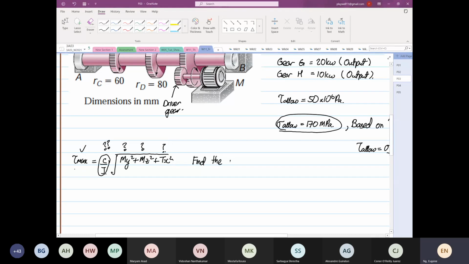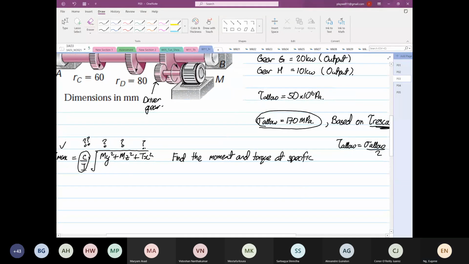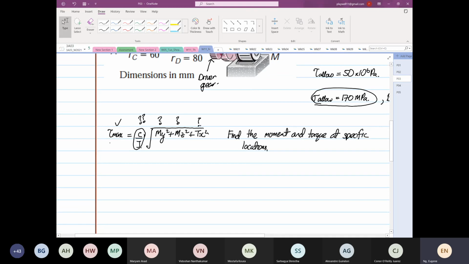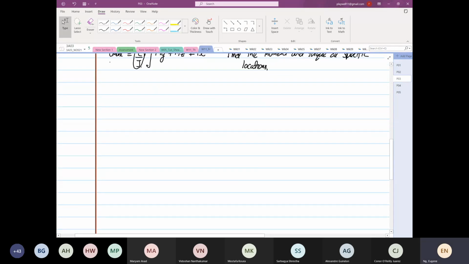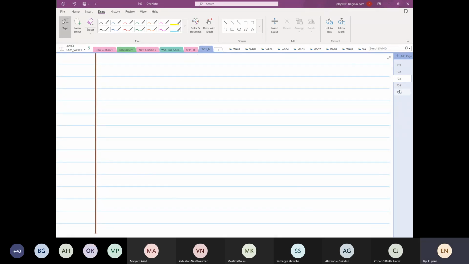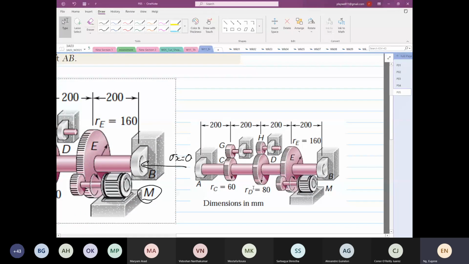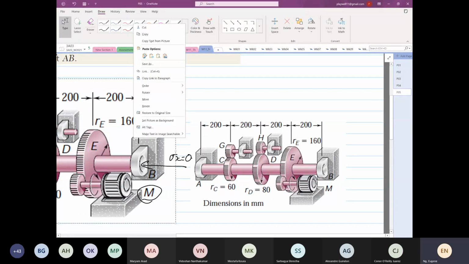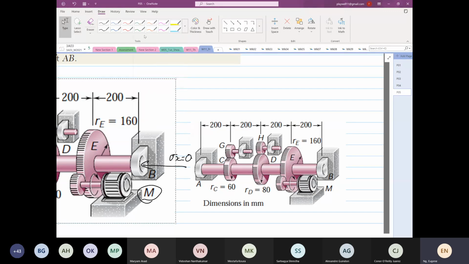So we have to find the moment and torque at specific locations. Okay, so the first thing we do is, let me get another image. I'll take the big one again so you can see better.